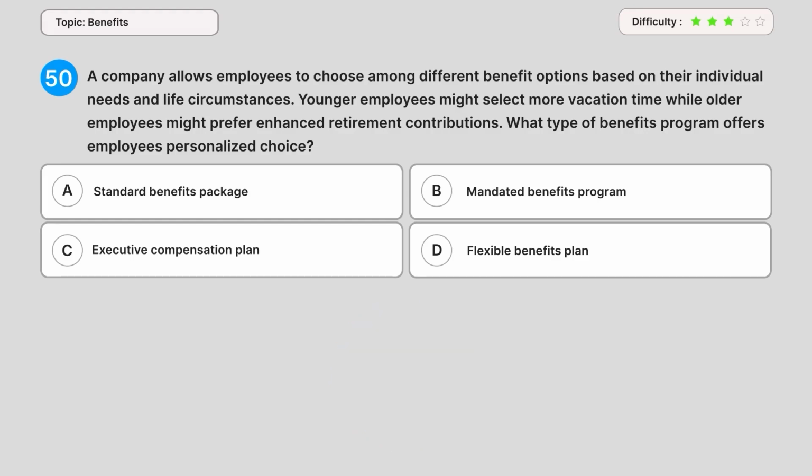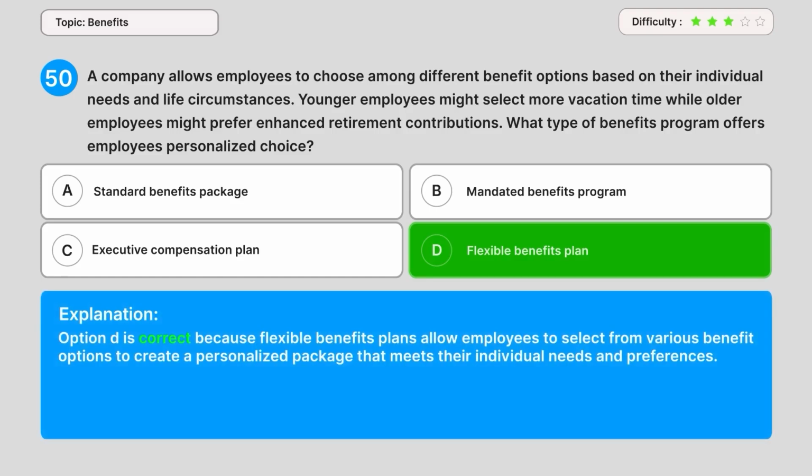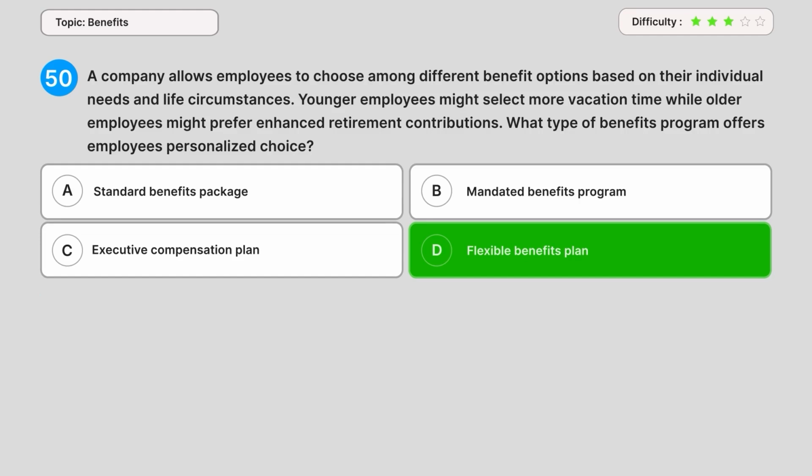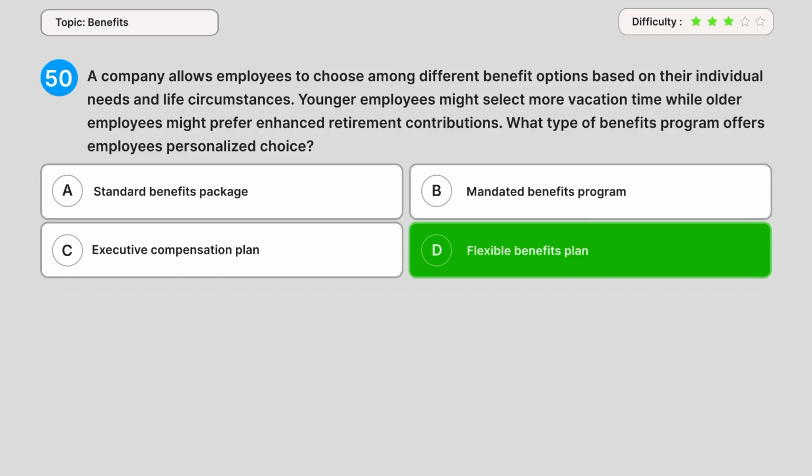Correct answer. D. Flexible benefits plan. Explanation. Option D is correct because flexible benefits plans allow employees to select from various benefit options to create a personalized package that meets their individual needs and preferences. Option A is incorrect because standard benefits packages provide the same benefits to all employees rather than allowing individual customization based on personal circumstances and preferences.